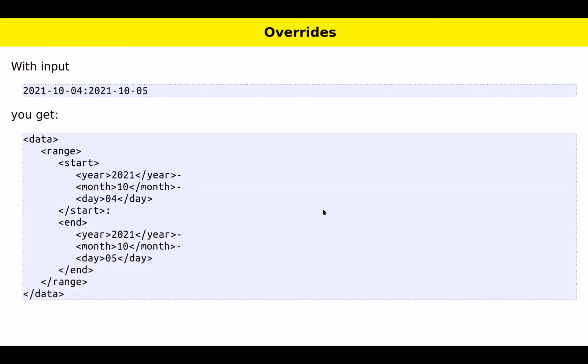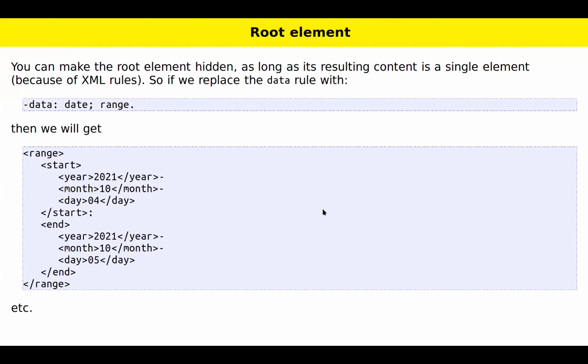But if I give it a range, then I get data, range, and then the start, year, month, day, and end, year, month, day. Just in passing, the root element, you can make it hidden if you want, as long as its resulting content is a single element, but that's because of XML rules. So if we replace the data rule from the previous page with minus data, data range, then we'll either get a date out of it or a range, and it'll drop the data element.